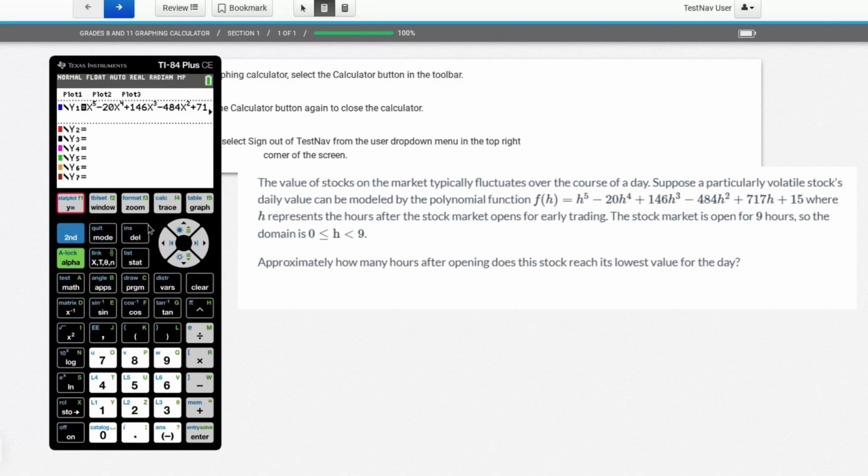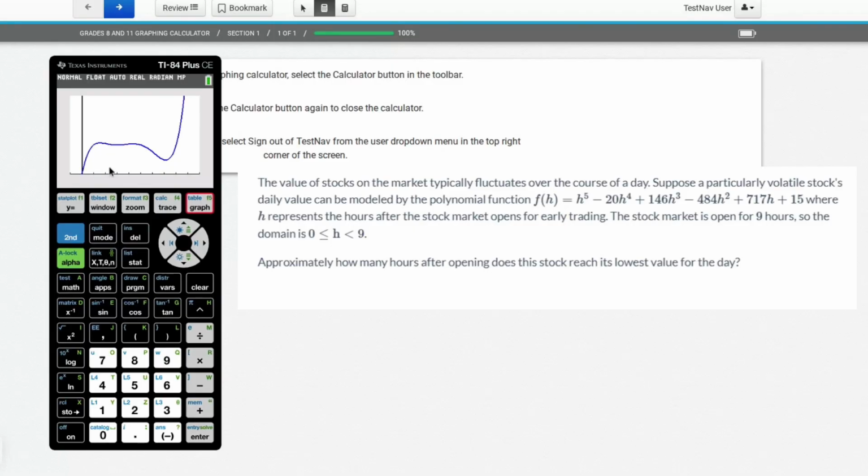Now, let me go back and make sure I typed in the right equation. X to the 5th, yep, minus 20x to the 4th, yep, plus 146x cubed, yep, minus 484x squared, yep, plus 717x, yep, plus 15. All right, so I didn't do anything wrong. It's just that as much as I wish this would have happened, I probably should have created the problem where I care about what happens between 1 and 9. But it's too late. The minimum value is going to happen right away.